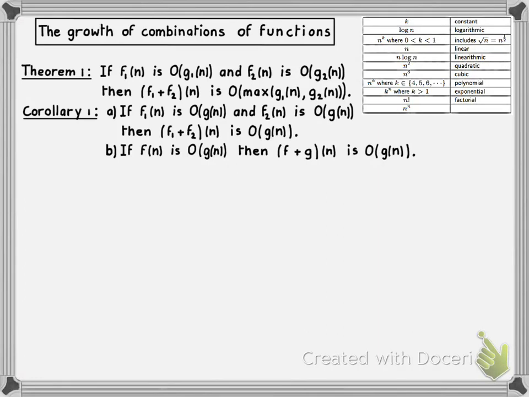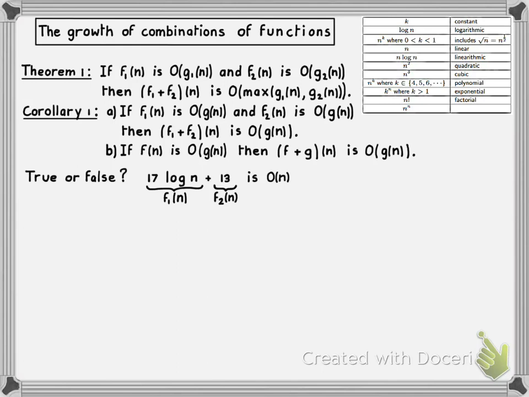Now let's use these theorems to answer a few true-false questions. The first one states that the function f of n equals 17 times log n plus 13 is big O of n. So we recognize here that the function f of n is the sum of two other functions, namely f1 of n and f2 of n.